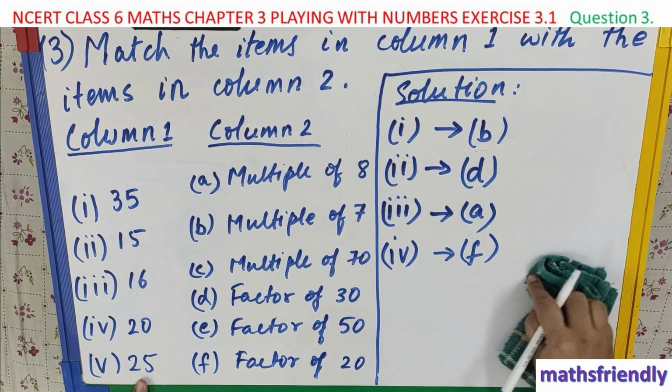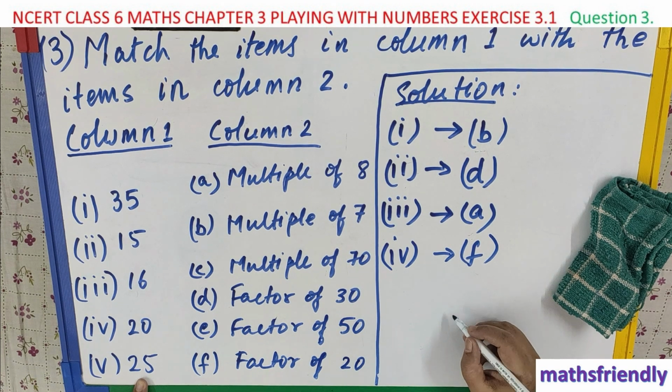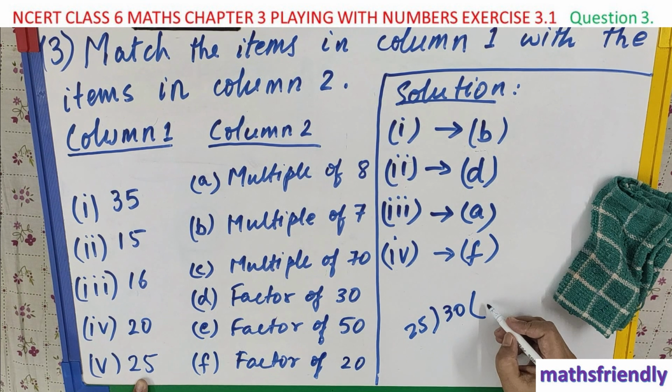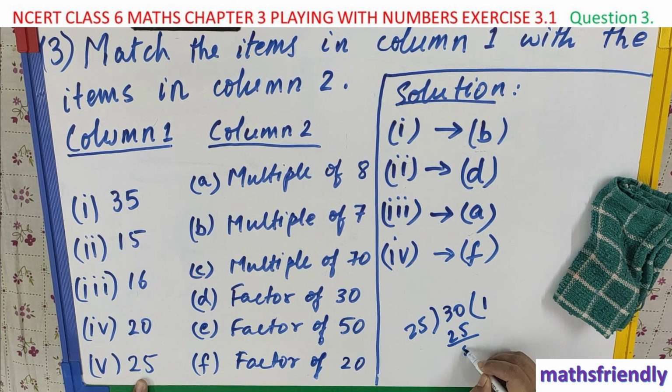Now 25, is it a factor of 30? Let us check. 25 will be a factor of 30 if 30 is completely divisible by 25. So let us check 30, is it completely divisible by 25? 25 ones are 25, 5 is the remainder. It means 30 is not completely divisible by 25 because there remains a remainder.